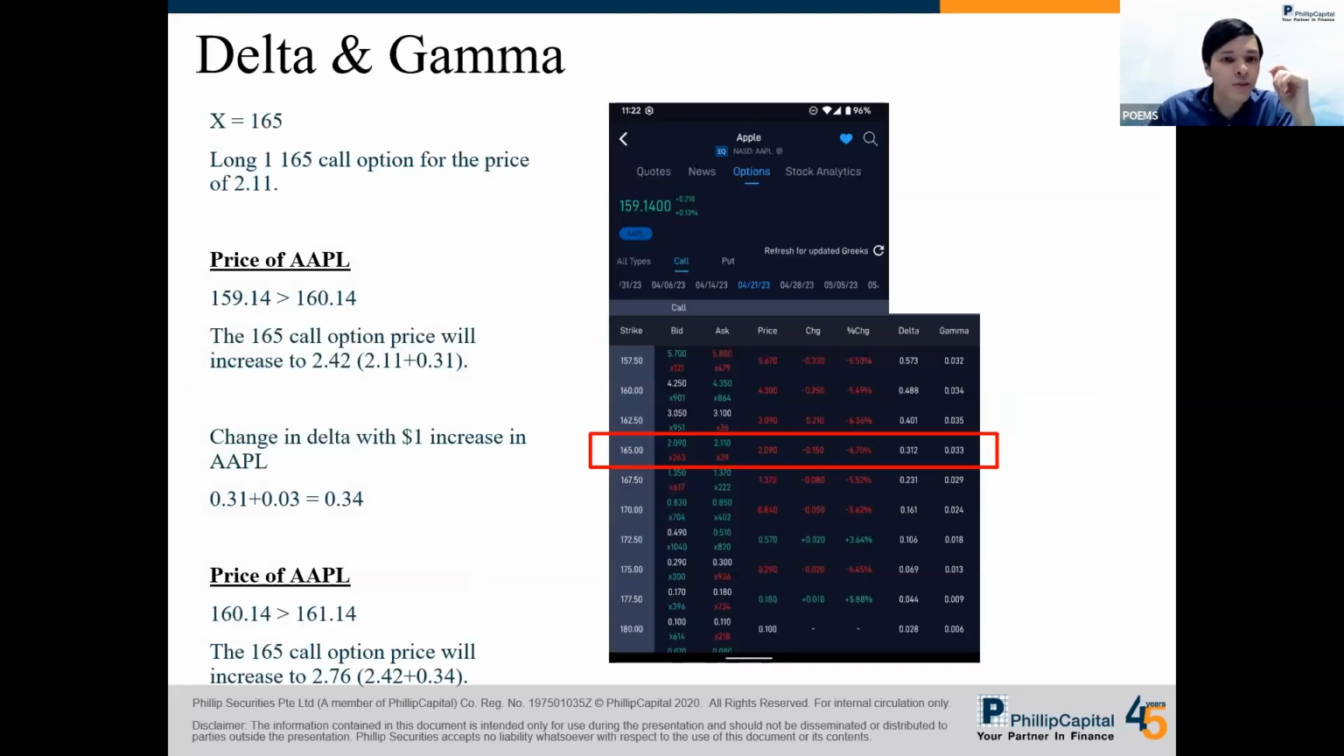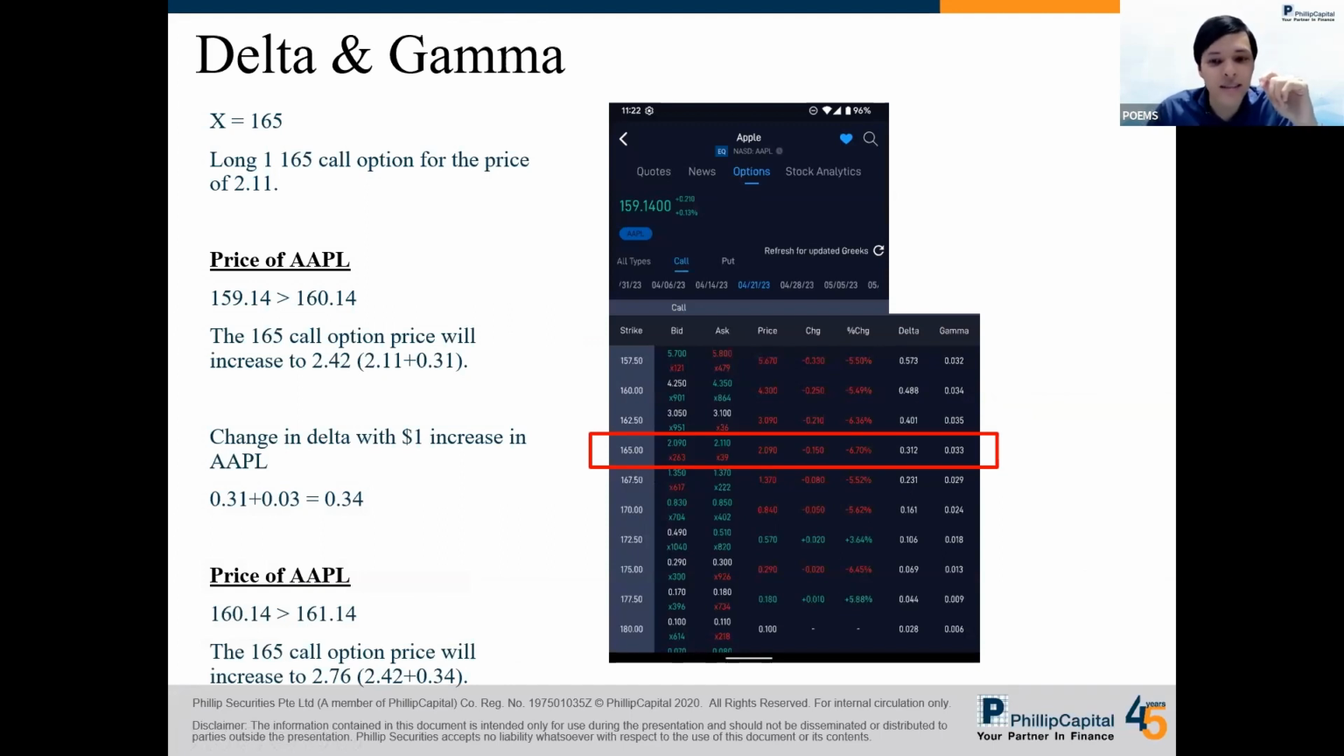So I'll go to delta and gamma. Okay, take note here, everything in this option chain is actually dynamic. For this example, it will be static so that it will be easier to follow. Take a look at the one inside the red color box. We'll be using the 165 call option for this example.